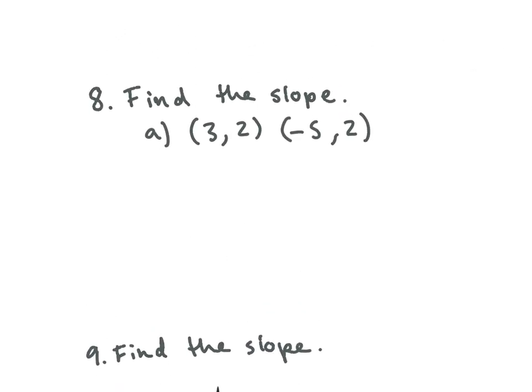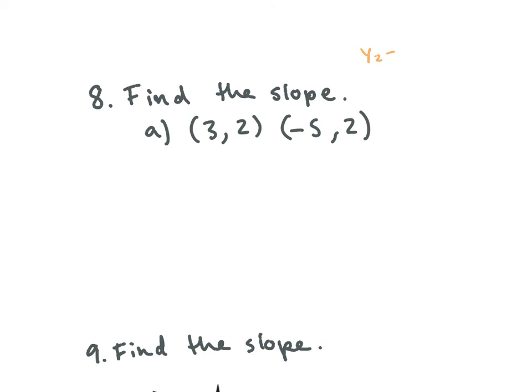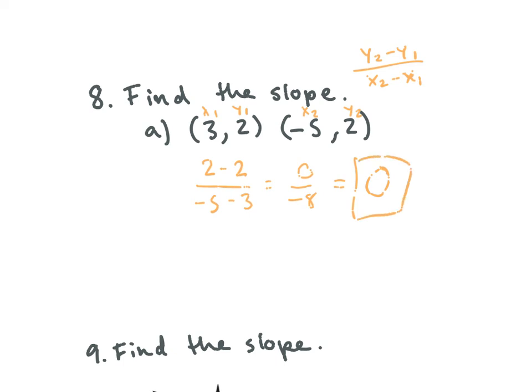Take a look at number 8. Again, we have to find the slope. We use that same formula, y2 minus y1 over x2 minus x1. So we have our x1, y1, x2, y2. Start with our y2, which is 2 minus our y1 over our x2, which is negative 5, minus our x1, 3. So this is 0 over negative 8. If we get a 0 on top, our slope is 0. So 0 on top automatically makes everything 0.